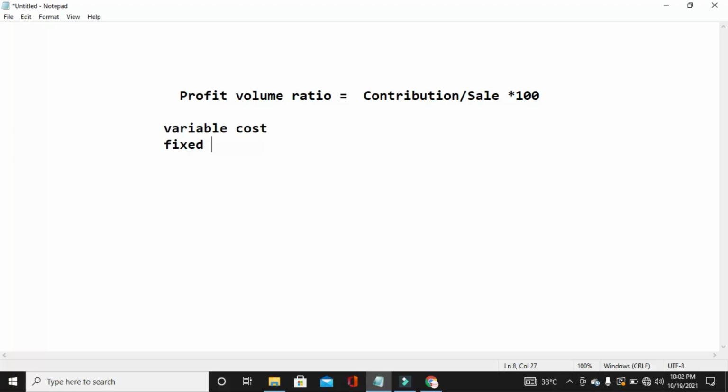These costs we have studied in our previous video. So how can we calculate contribution? For calculation of profit volume ratio, for calculation of contribution, we need to deduct the amount of variable cost from our total sales price. Once we deduct that amount, the remaining amount will be considered as contribution.